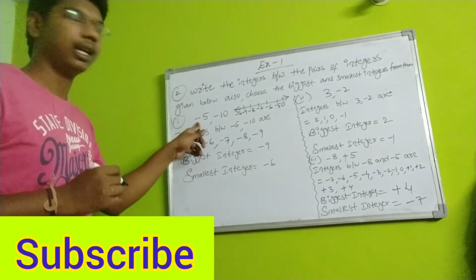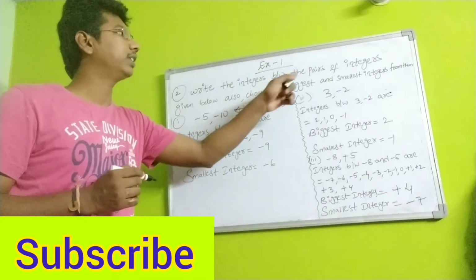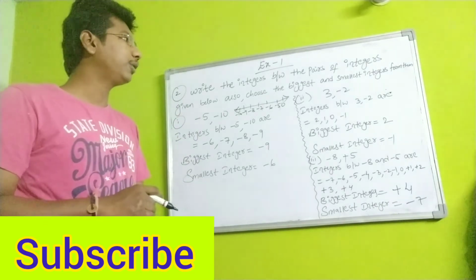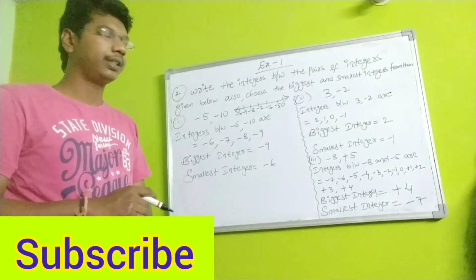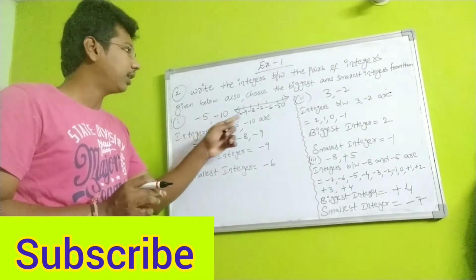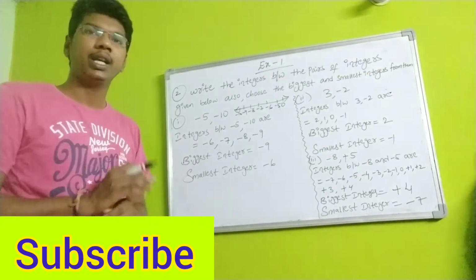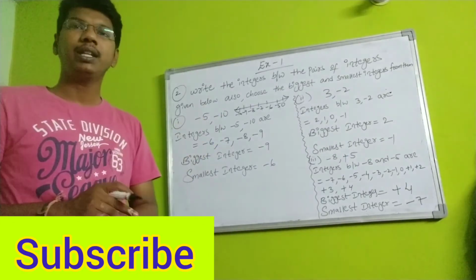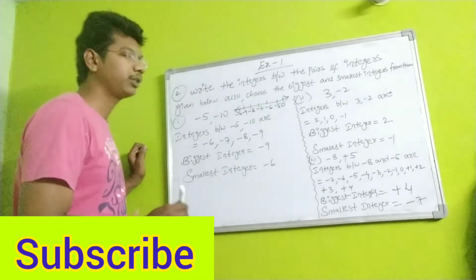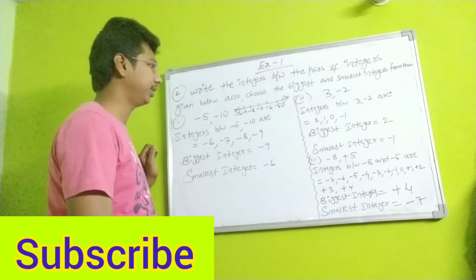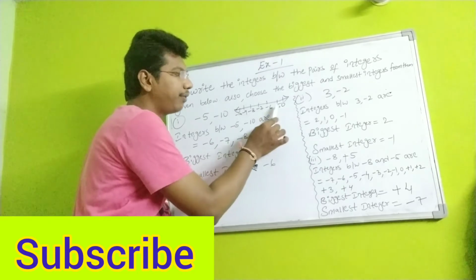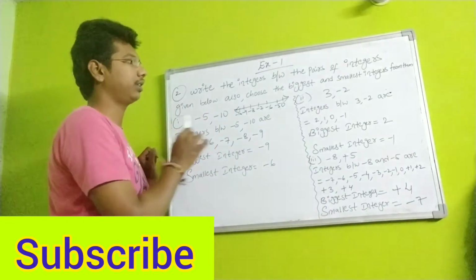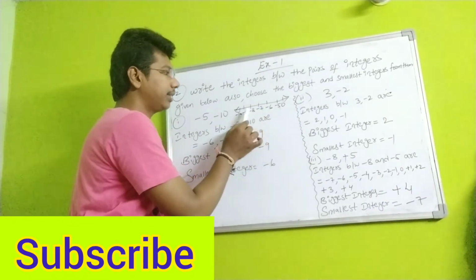Now here we have to write the integers between the pairs of integers given below, and also choose the biggest and smallest integers from them. Here I have drawn the number line, and I have taken only negative integers. Why? Because both the integers are negative. 0 is the center one, and I am taking all the left side numbers: minus 5, minus 6, minus 7, minus 8, minus 9, minus 10.